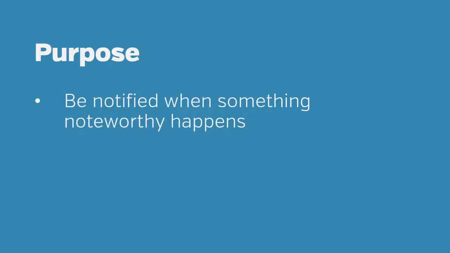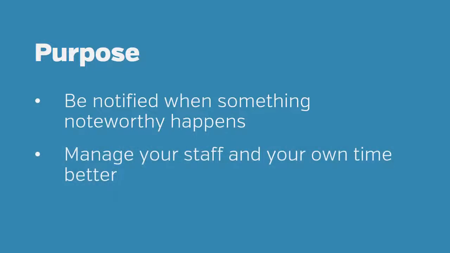The purpose of the alerts module is that you can be notified when something noteworthy happens. It doesn't have to be a CCP breach. It could be that a job has not been completed, or it could be that an audit has failed, or it could be whatever you need to know about. You can configure a rule in Safefood 360 and the software will notify you. And because of alerts, you'll be able to manage your staff and your own time much better.